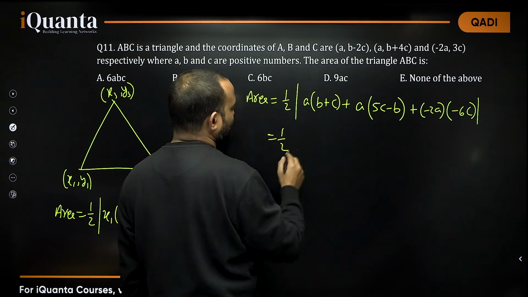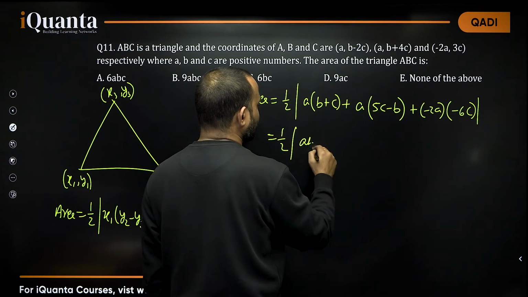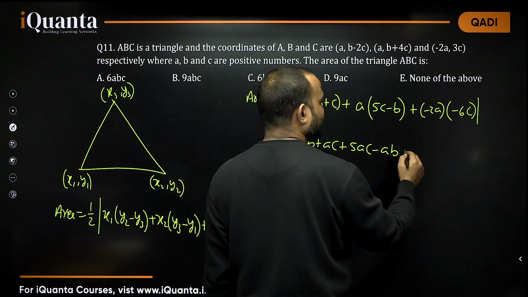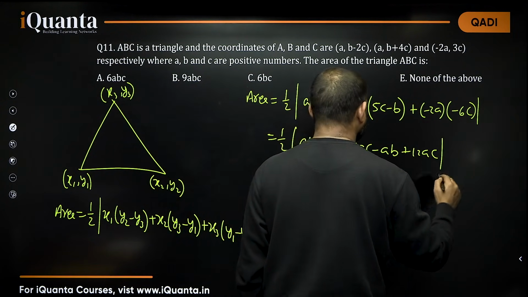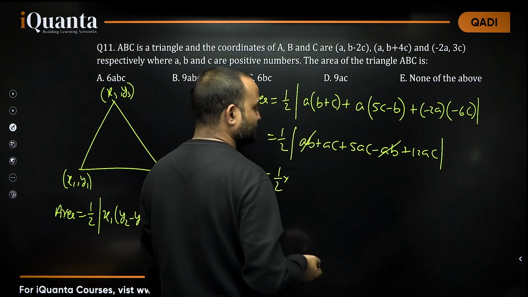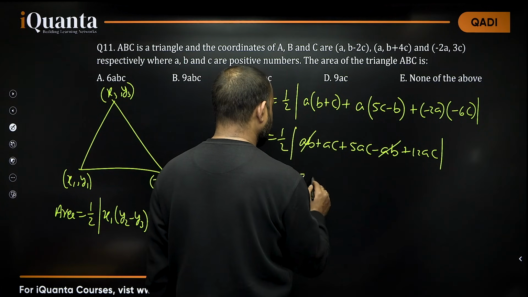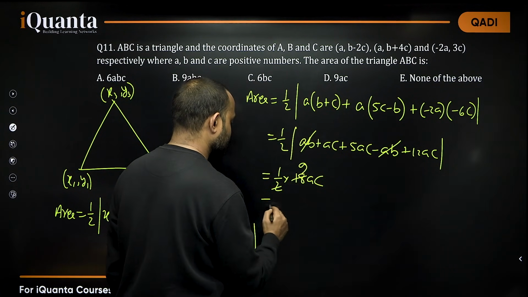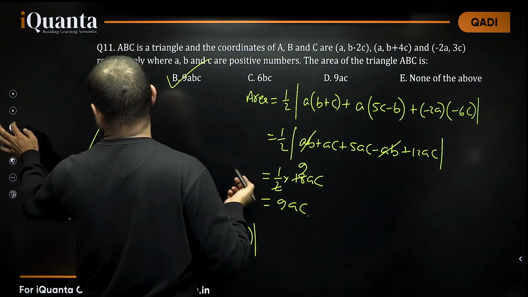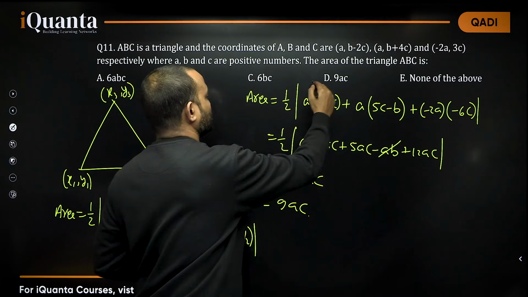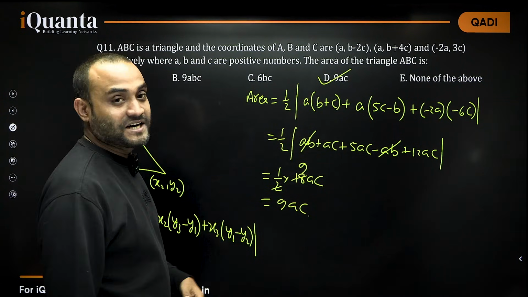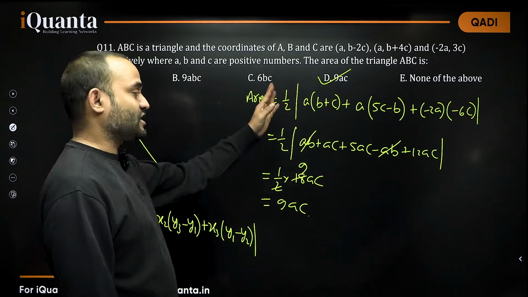So 1 by 2 and this will become ab plus ac, 5ac minus ab, and this is nothing but 12 times ac. So you can see ab is cancelled out. We are getting half into 5 plus 1, 6 plus 12, 18 ac, and that gives us 9 ac. That is the area that we got here, right? 9, not this one. This one is a trap option. If your answer is 9 ac, you can mark 9 abc in a hurry, which I did, but the correct answer is option D.